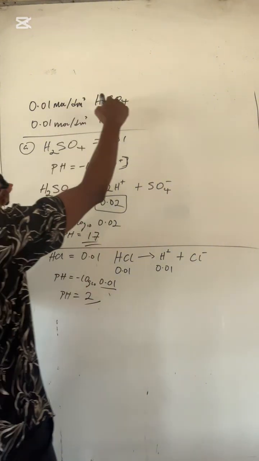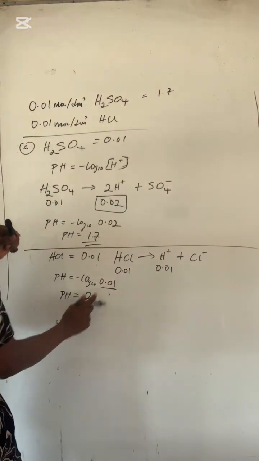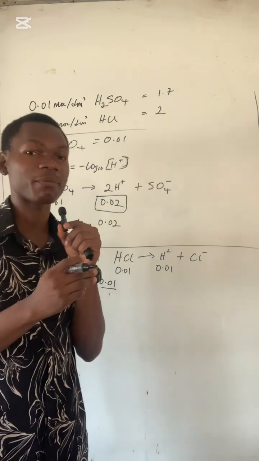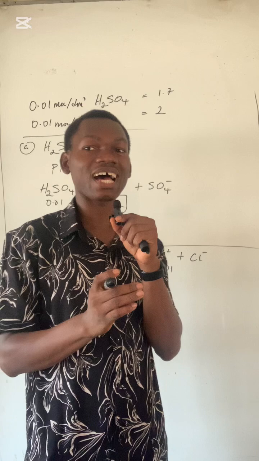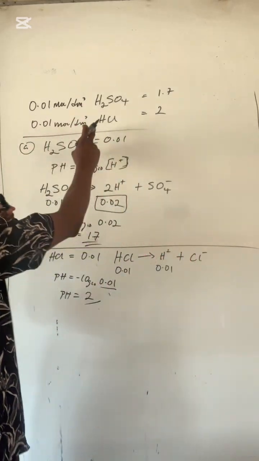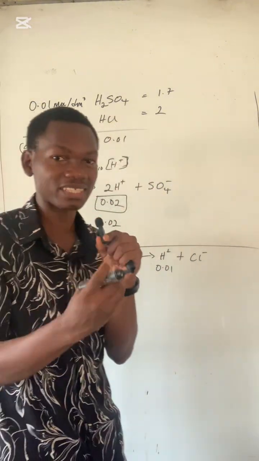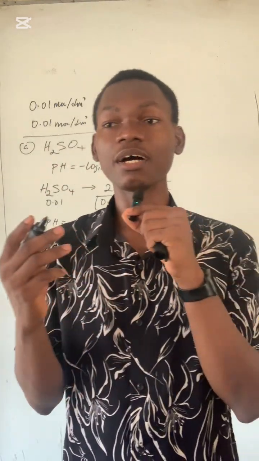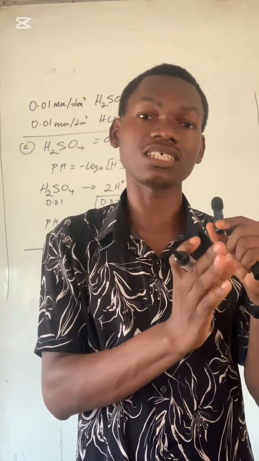So the pH of this H2SO4 is 1.7 and that of this HCl is 2. So within 1.7 and 2, which of them has a lesser pH? It is the sulfuric acid. So since the sulfuric acid has a lesser pH value, it simply means that it is more acidic than HCl, even if both of them have the same concentration. But that of the HCl is less acidic than that of the sulfuric acid. So in summary, with the sulfuric acid and the HCl having the same concentration, sulfuric acid is more acidic than the hydrochloric acid.